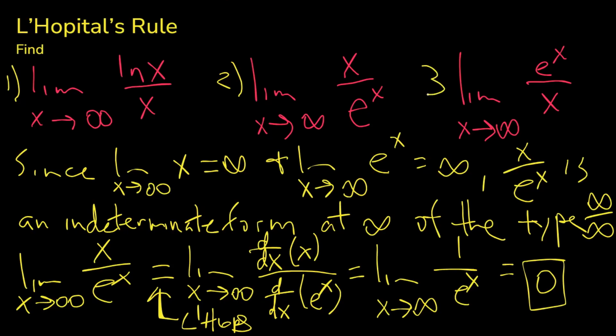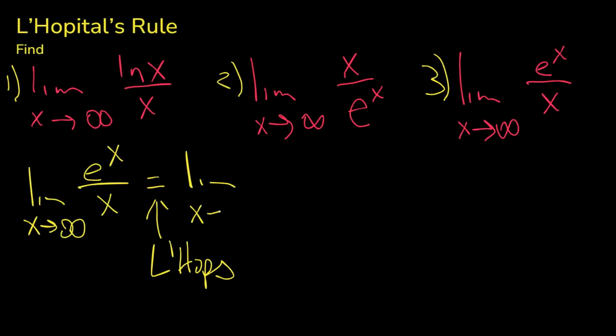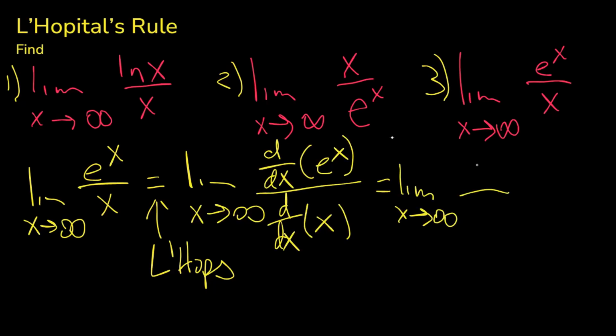Now, if we look at number 3, it's just the reciprocal of number 2. So we already know that the limit of the numerator and denominator are both infinite, and therefore e to the x over x is an indeterminate form at infinity of the type infinity over infinity. So we'll start there and move on. So we take the limit as x approaches infinity, and then the ratio of the derivatives. And then we have the limit of e to the x, which is going to be infinite.